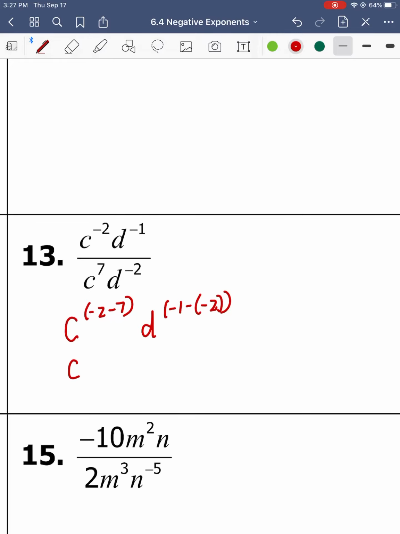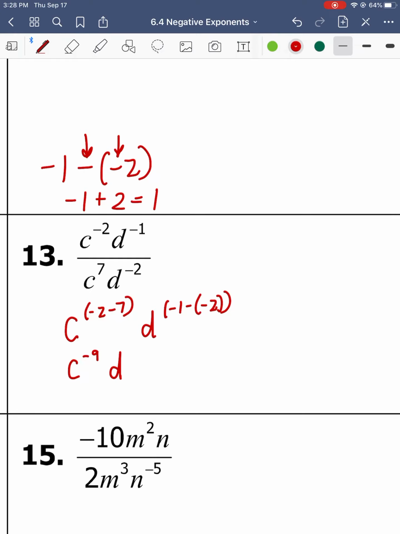That's going to give us c to the negative 9th. And then here we have negative 1 minus a negative 2. Well, we know that when you subtract a negative, that actually turns into a plus in addition. So we have negative 1 plus 2. That is equal to positive 1.